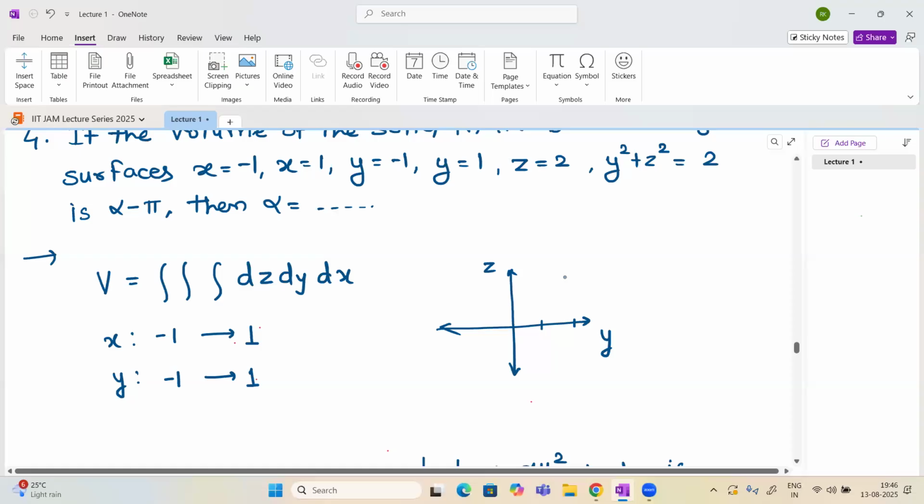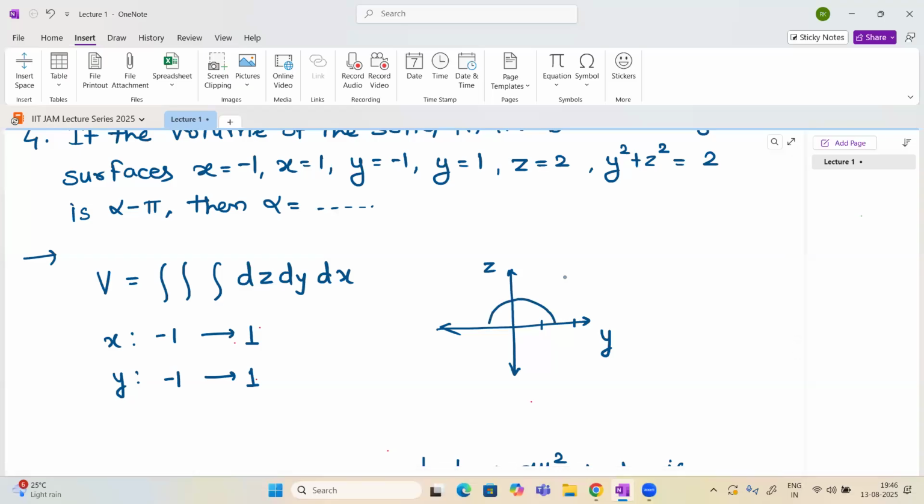That means we will have this kind of circle. Radius root 2, somewhere between 1 and 2. And z is equal to 2, this is the equation of what? A plane parallel to the xy plane. In the YZ plane, it will be a line.